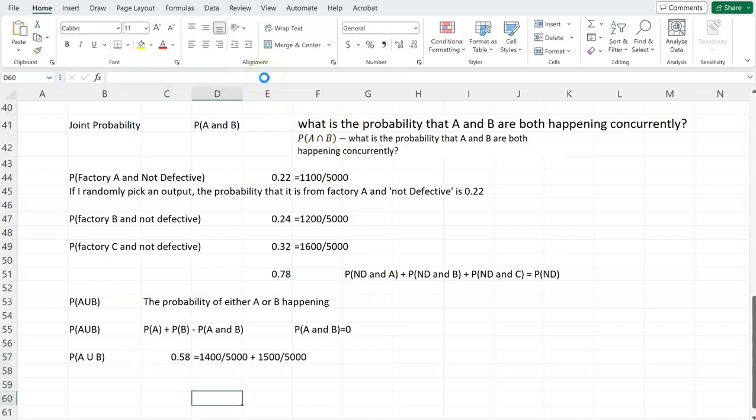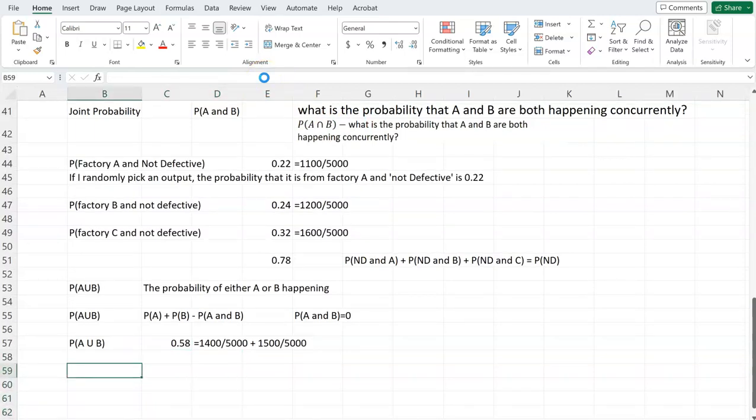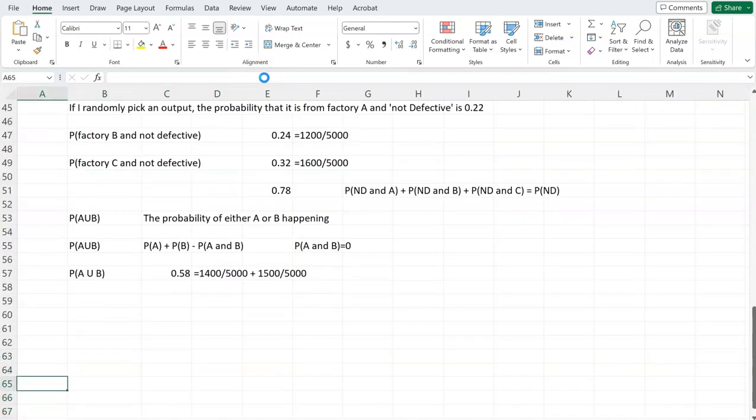Okay. Now from here, finally, we have one last type of probability that we talk about, and it is conditional probability.